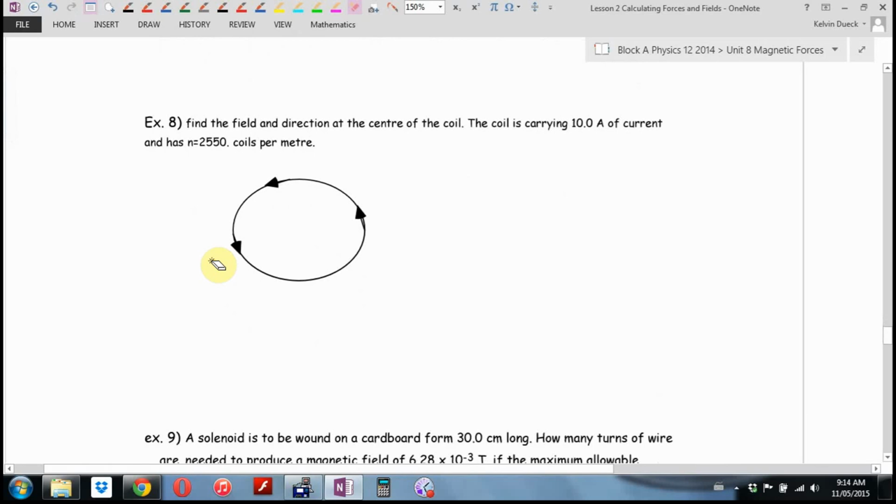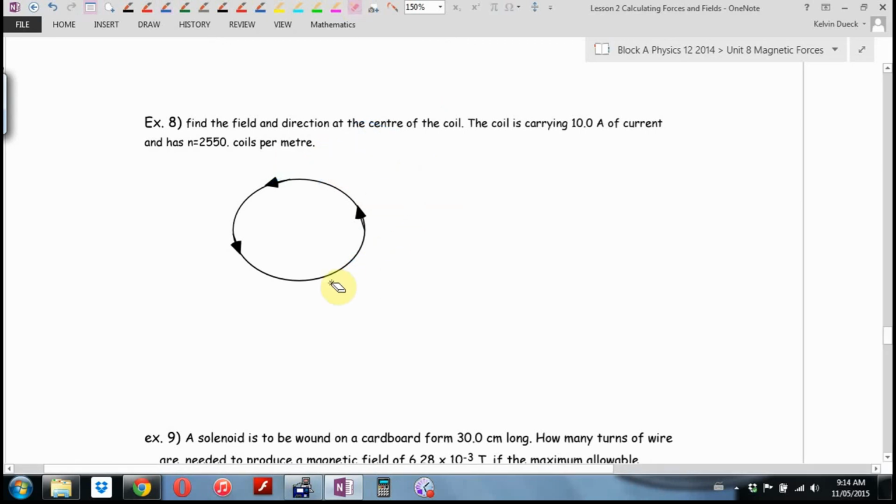Example 8. Find the field and the direction at the center of the coil. Let's do the direction first. So what this is a picture of, you're all looking right down the solenoid, okay? That's why there's just a single circle. Really, if you wanted to, you could imagine that the solenoid kind of extends like that, and there's a bunch of turns of wire. I just didn't bother drawing that in.